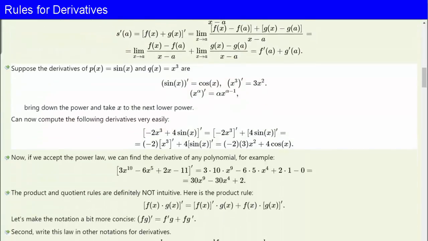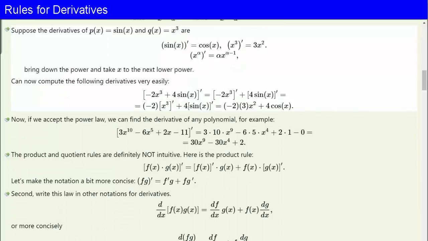As an example, suppose for a moment that we have determined, as we certainly will very shortly, that the derivatives of p of x equals sine x and q of x equals x cubed are: sine x prime is cos x, and the derivative of x cubed is 3x squared.